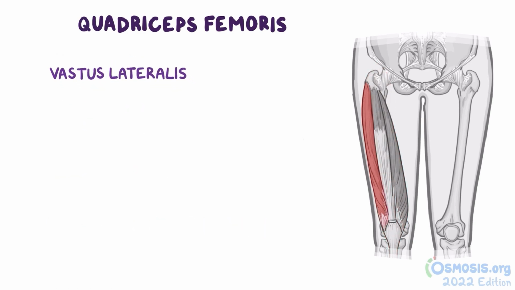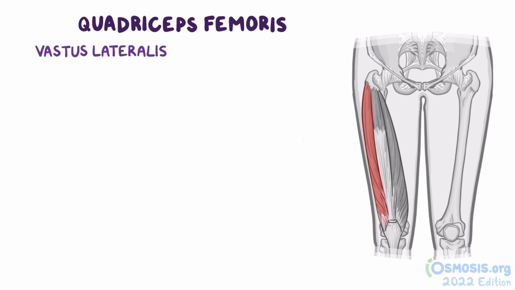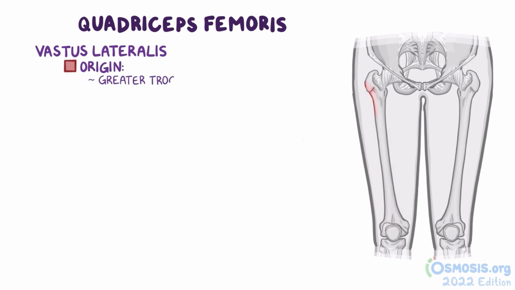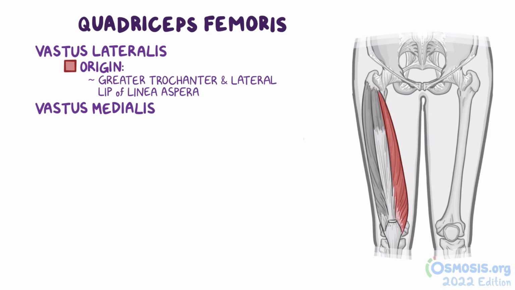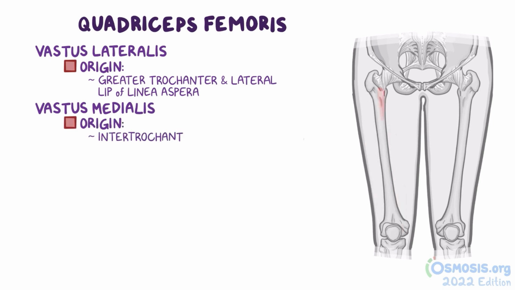The vastus lateralis is the largest of the four components. It lies on the lateral side of the thigh and originates on the greater trochanter and lateral lip of the linea aspera of the femur. Vastus medialis covers the medial side of the thigh and originates on the intertrochanteric line and medial lip of the linea aspera.